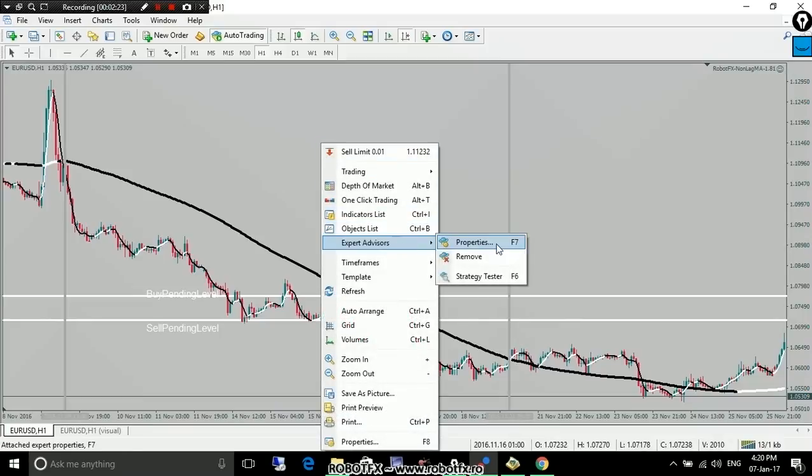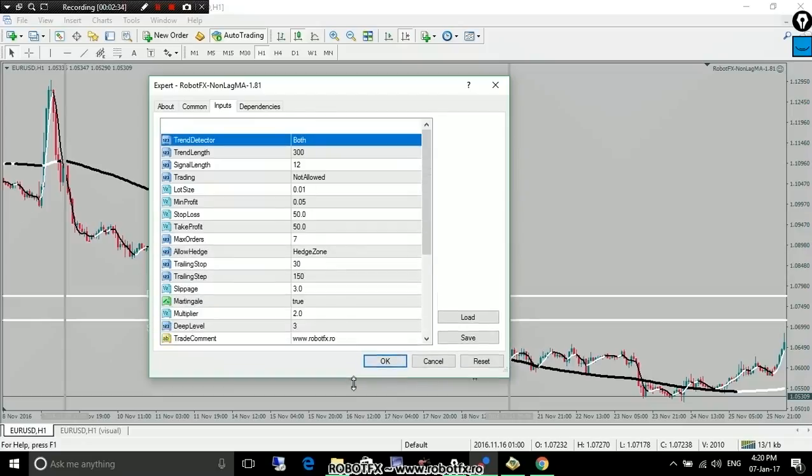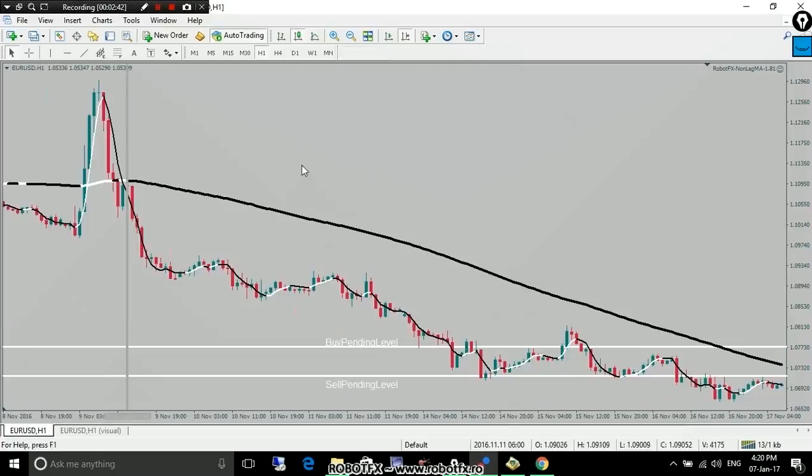These are the settings if you choose the trend detector to both, meaning color and position together. In color, the non-lag moving average must be black, and in position, the price must be below it for the EA to be allowed to sell. Now let's go back to hedging.